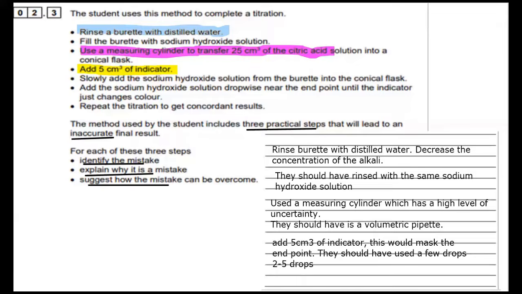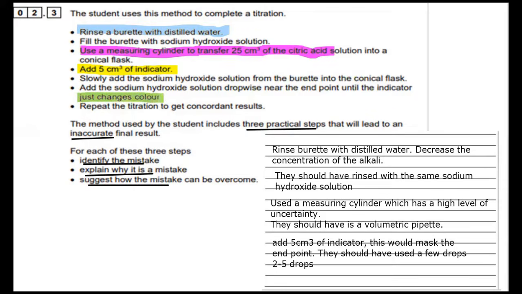Okay, let's check. Let's get a different highlighter out, please. Thank you, Bob. We will go with green. We haven't added green yet. So slowly add the sodium hydroxide solution from the burette into the conical flask. Nothing wrong with that. Add the sodium hydroxide solution dropwise near the endpoint. That's correct. Until the indicator just changes color.